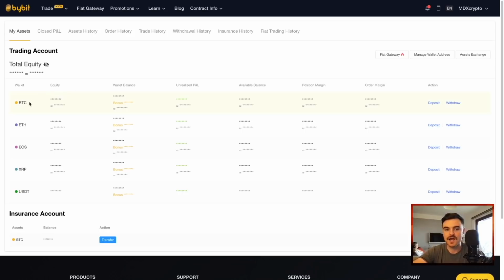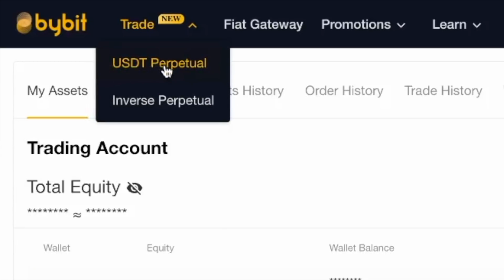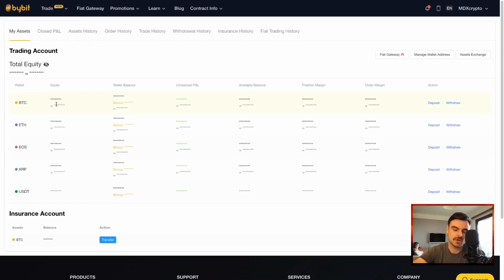But what you do, guys, to actually deposit into the platform, choose the altcoin you want to use. So basically you can use Bitcoin, Ethereum, EOS, XRP, or USDT. And they do have perpetual swaps to US dollars as well, USD perpetual swaps and inverse perpetual swaps. I'm going to explain to you what those two mean in a second. But most of you are going to be looking at Bitcoin.